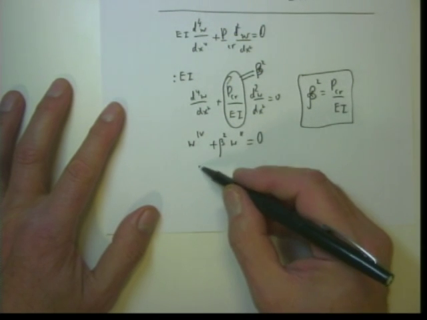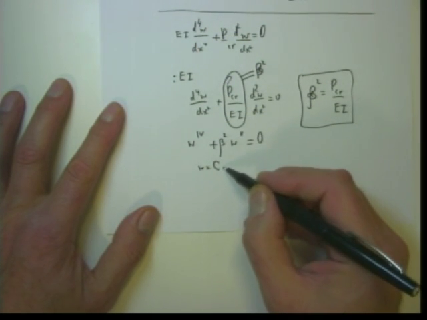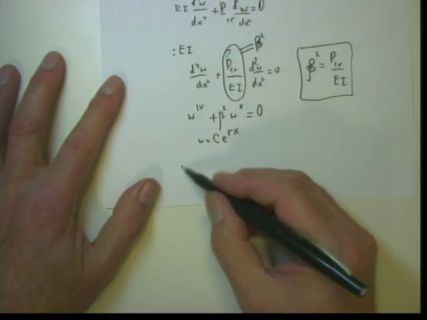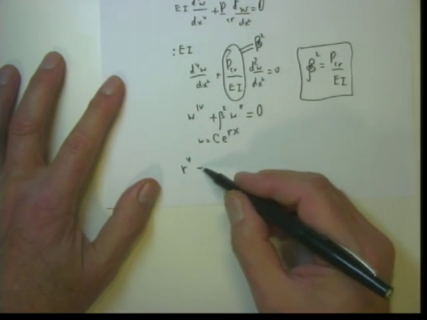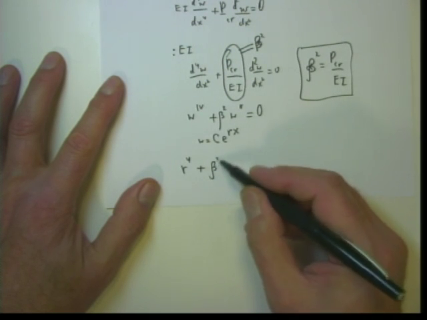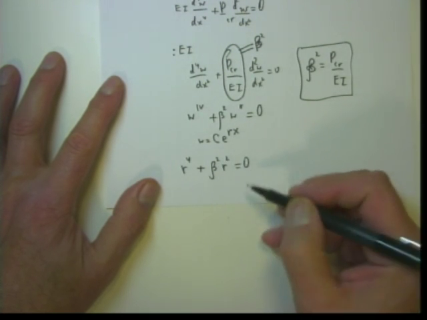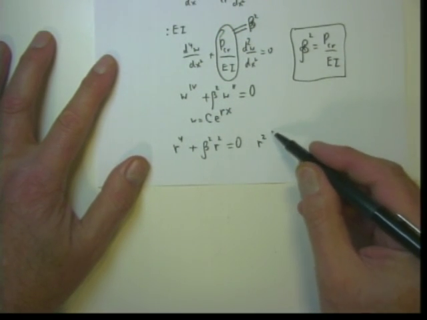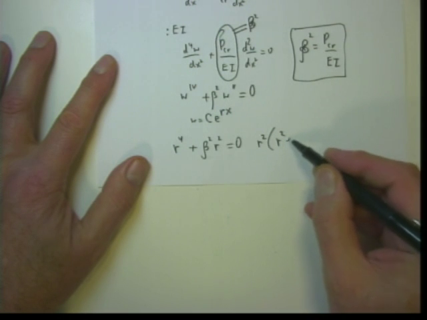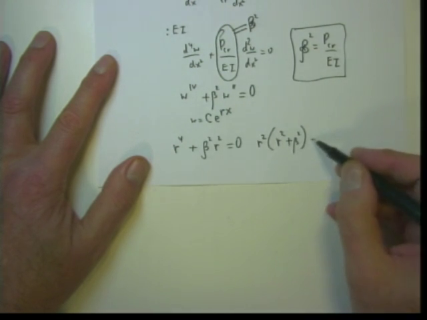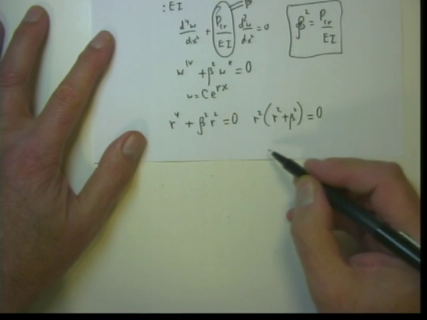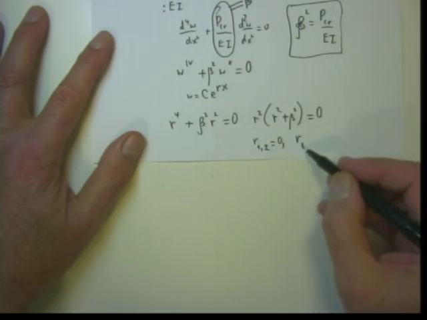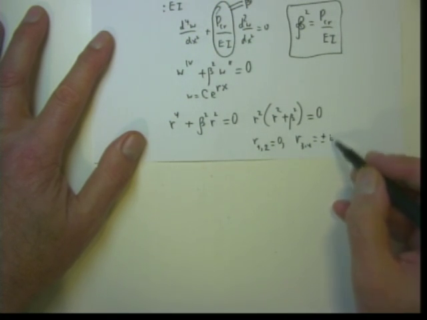So I substitute W equals C e to the power rx. I get r to the fourth power plus beta square r square equals 0. Then from here r square can be taken out. R square times (r square plus beta square) equals 0. Or I have R1,2 equals 0, R3,4 equals plus minus i beta.